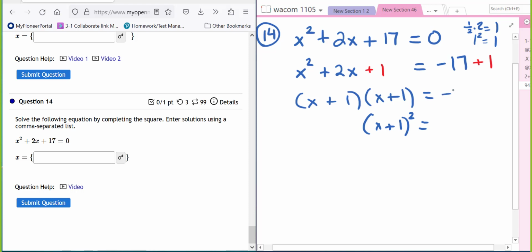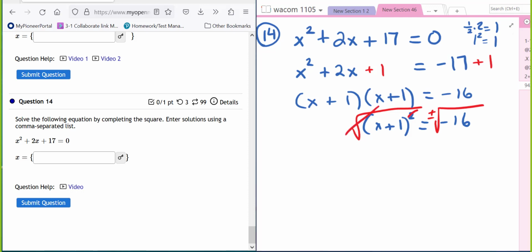And over here you have negative. So you're going to do your square root of both sides. And if you have a negative under the radical, what kind of answers are you going to get? An i, exactly. And the 16 is a perfect square. So this is going to be plus or minus 4i.